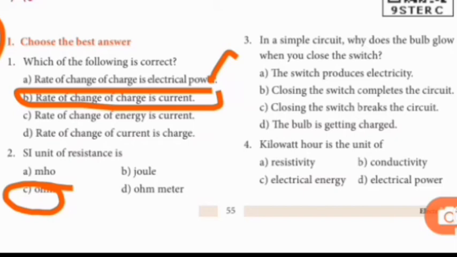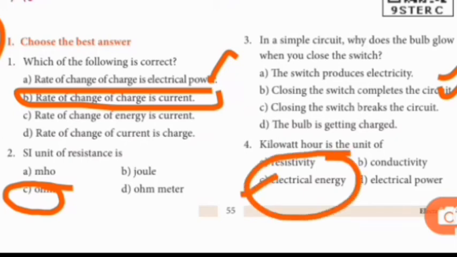Third question, in a simple circuit, why does the bulb glow when you close the switch? Options: the switch produces electricity; closing the switch completes the circuit; closing the switch breaks the circuit; the bulb is getting charged. Answer is B, closing the switch completes the circuit. Fourth question. Kilowatt hour is the unit of resistivity, conductivity, electrical energy, electrical power. The answer is C, electrical energy.